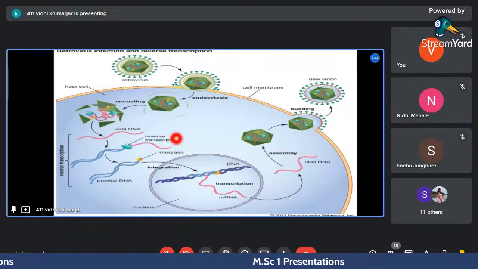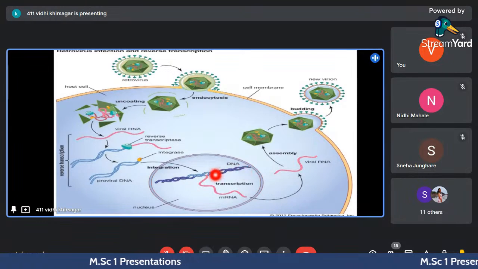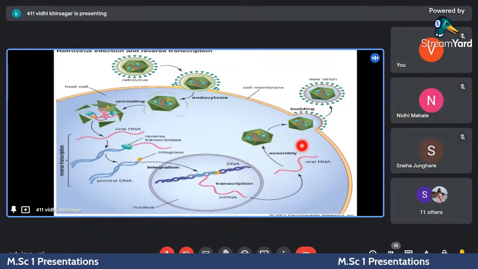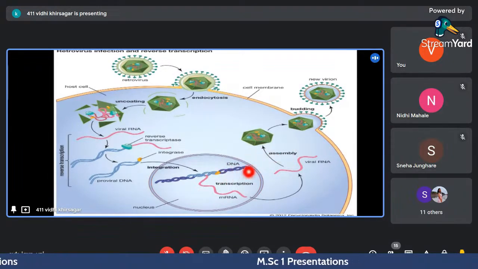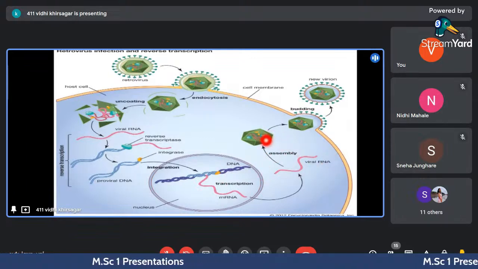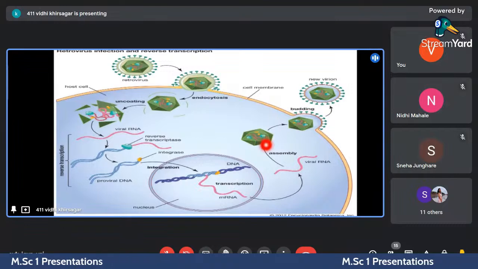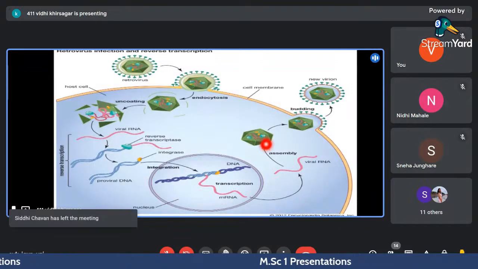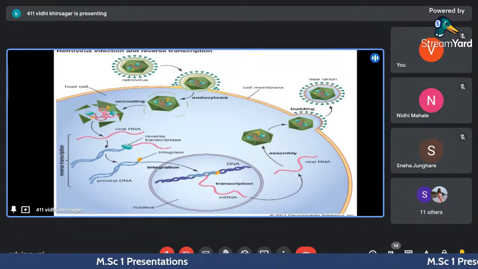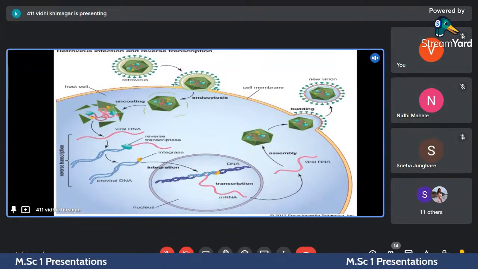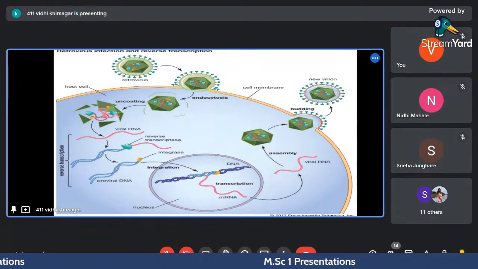form of proviral DNA and host chromosome is then transcribed to form an mRNA, which is then translated to form proteins for new progeny viruses. Now, these new progeny viruses contain the integrated form of DNA.